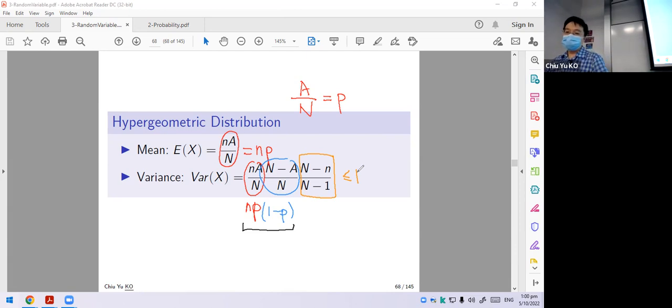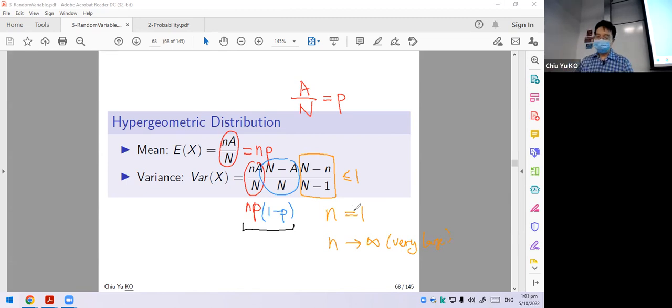And if you look at the case where n is 1, that is exactly the same thing, because when you draw once, there's no sampling with replacement or without replacement. So the two get the same thing when n is 1. And when n is very, very large, this will become very small.